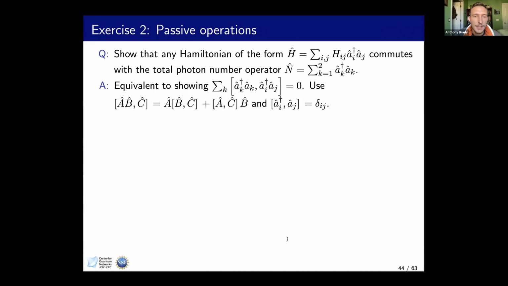Okay, so this is just a little exercise. You can show actually that any Hamiltonian of this form, which looks like a dagger A, commutes with the total photon number. What I mean by that is that [H, N] is equal to 0. You can show this, and this is really just equivalent to showing that each of these individual terms in the Hamiltonian commutes with the total photon number.